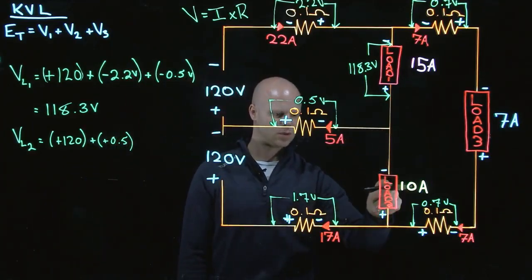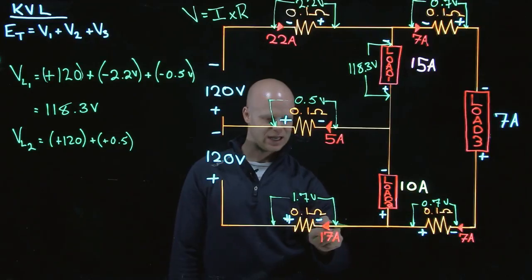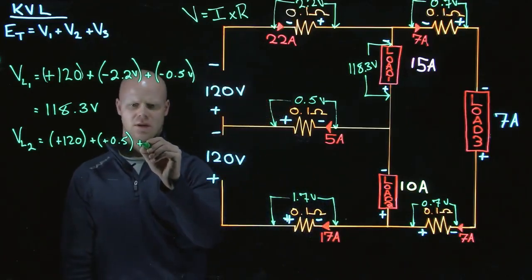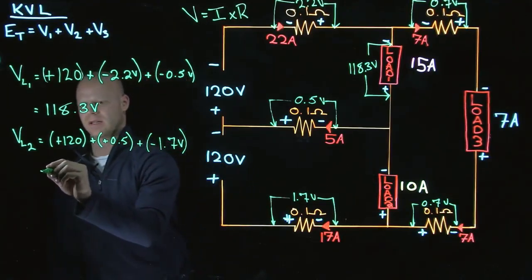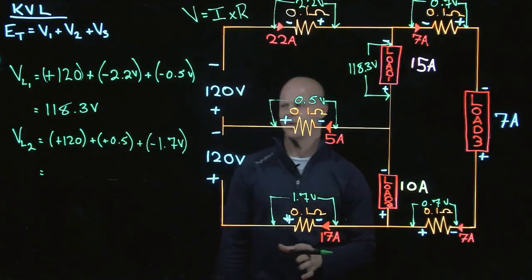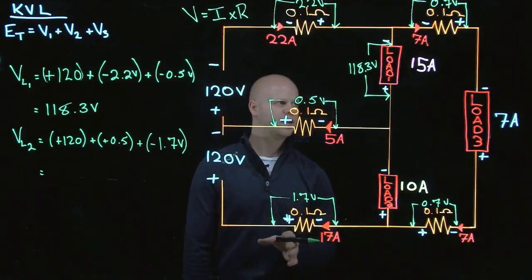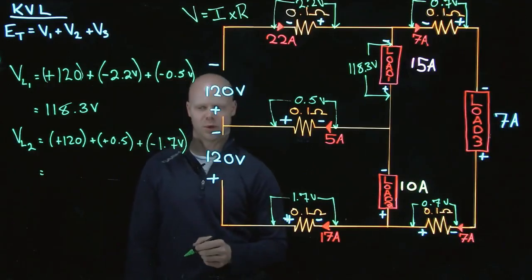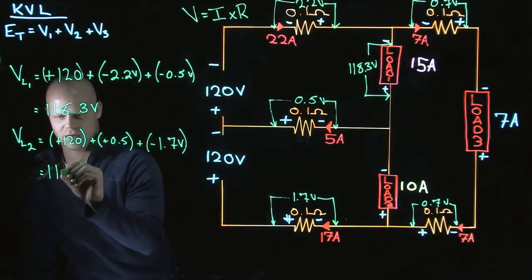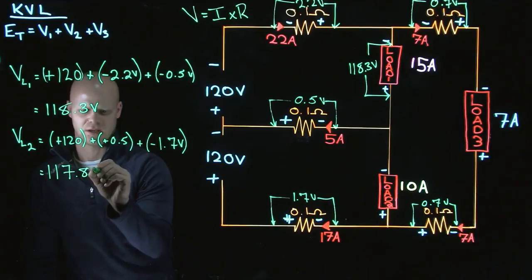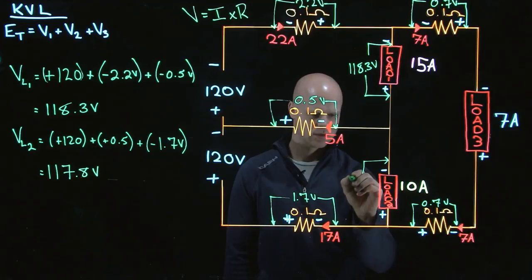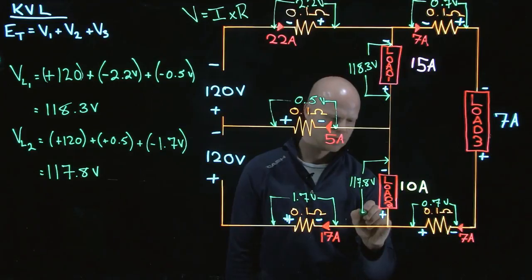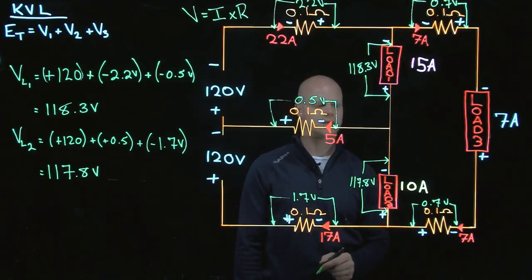We are unsure of this. This is what we're solving for. So we're plus a negative 1.7. When I calculate this, 120 volts plus a positive 0.5 plus a negative 1.7, I'm going to end up with 117.8 volts is the voltage across this load. 117.8 volts is what I would measure across that load.